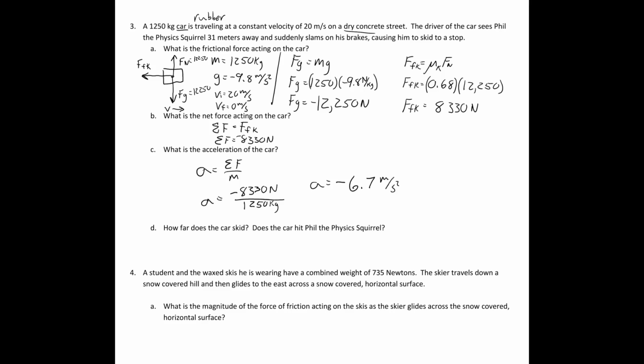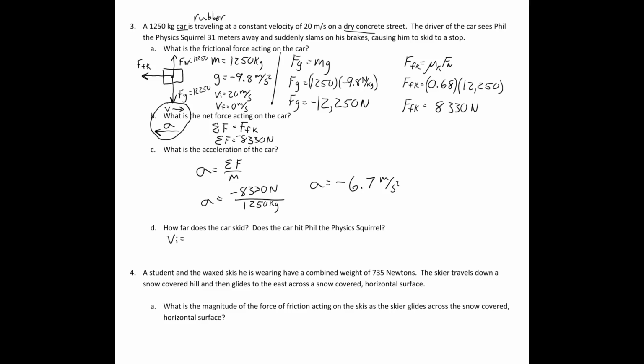Again, the velocity is positive, the way we drew it. It's going to the right. The acceleration is negative. It's going to the left. That means that we're slowing down when they're going in opposite directions, which is good because, again, Phil, his life is in danger. How far does the car skid? Does the car hit Phil the physics squirrel? I'm too nervous to even do this problem, but let's do it.